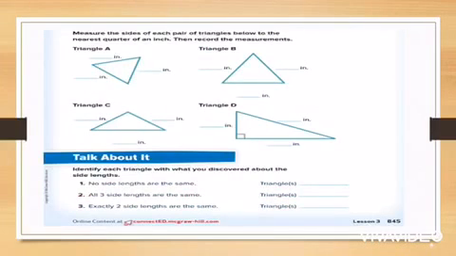Now let's open page 845. I want you at home to prepare your rulers and measure the sides of each pair of triangles below to the nearest quarter of an inch, then write the measurements. What do I mean by quarter of an inch?